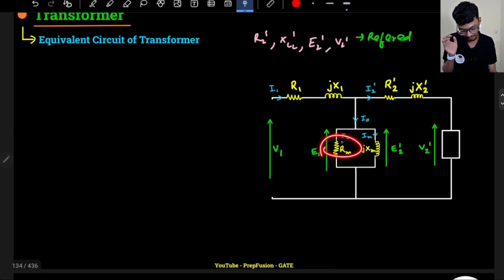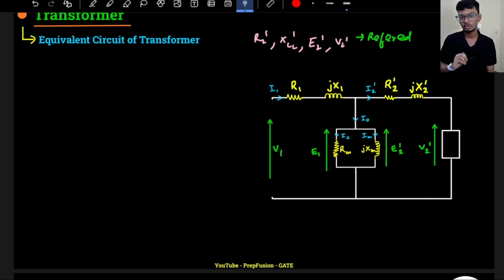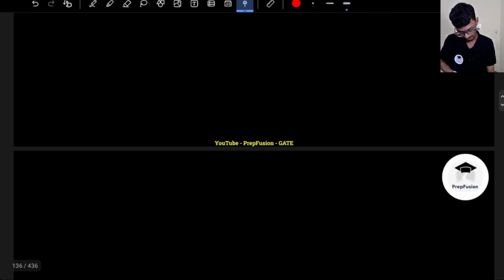So actually this Rm is generally a very high, very large value, because the no-load component of the current will be very low. Okay, core losses are there, but that is very low. So this Rm will be very large. So for our own convenience, we can draw the circuit in a different manner. We can approximate it. How can I approximate? There are two ways to approximate.